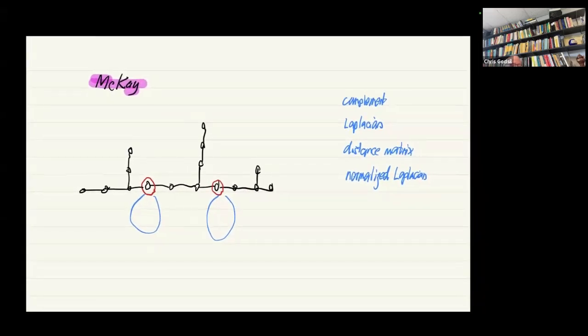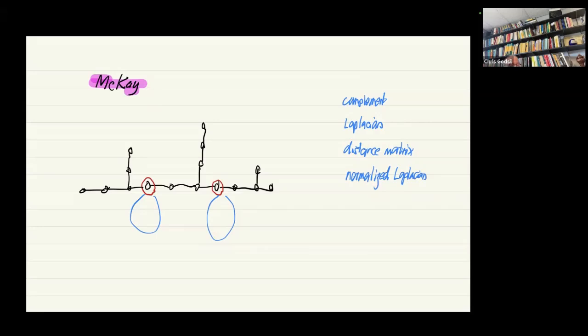Those 2 graphs had the same characteristic polynomial, their complements had the same characteristic polynomial, they had the same Laplacian spectrum, and their distance matrices had the same spectrum. The spectrum of the normalized Laplacian was the same, although that was proved later by someone else. But using this tree, you can produce a counterexample to almost any polynomial you're going to try and write down.